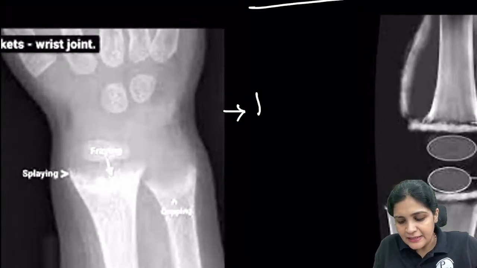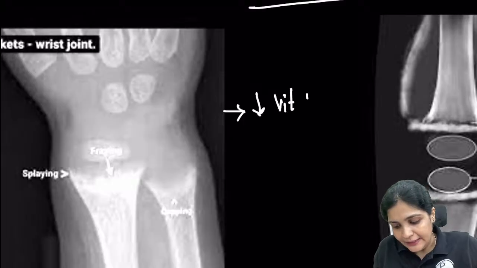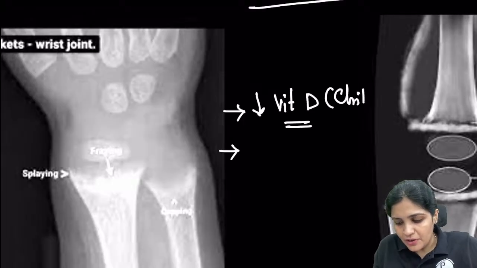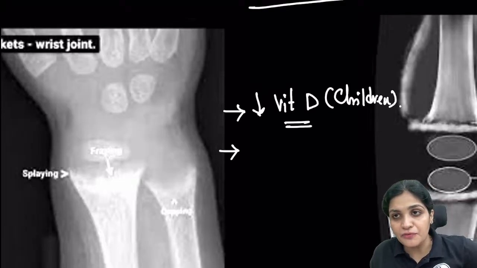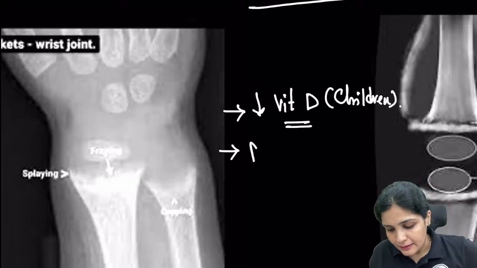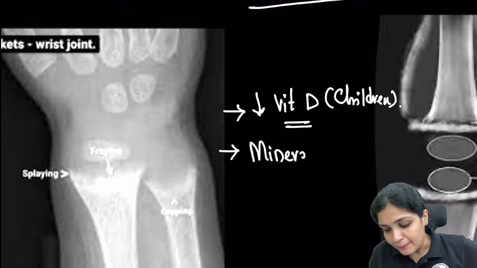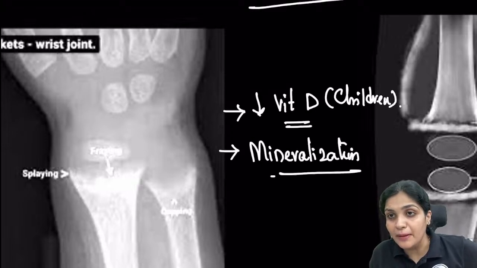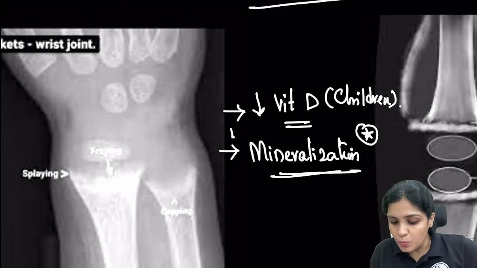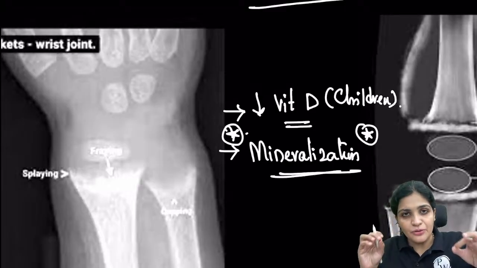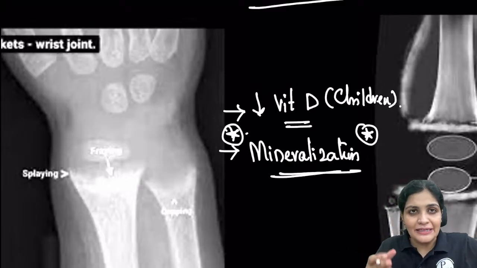So now, what is actually rickets? There is a deficiency of vitamin D in children. So what is the importance of vitamin D? It is mainly responsible for mineralization. That is the word which you have to remember. So what happens is, bone is formed, bone is absolutely normal. Bone has two components, organic and inorganic.